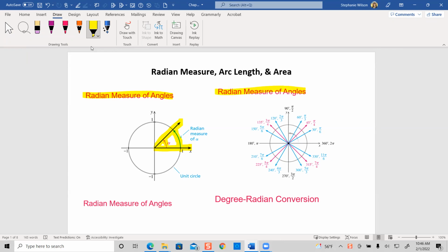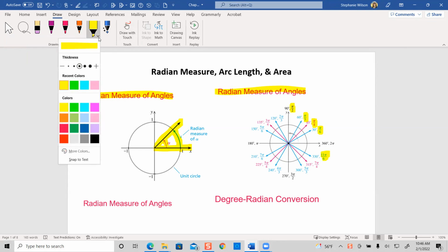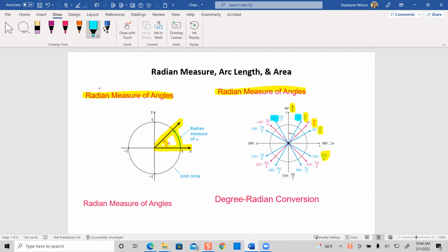Here we go. On the unit circle, these are all measured in radians. And you notice that it also shows you in degrees. So whenever you're solving for specific points on a unit circle, you will need to make sure you're either in degrees or radian mode on your calculator.